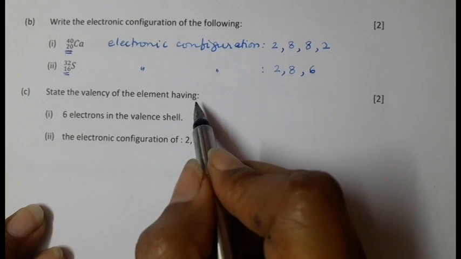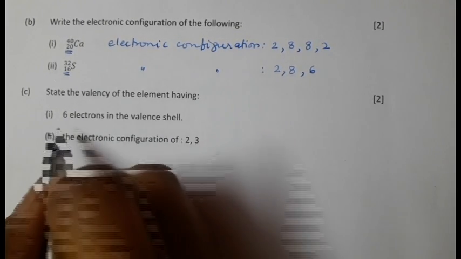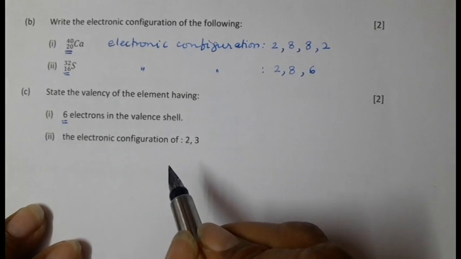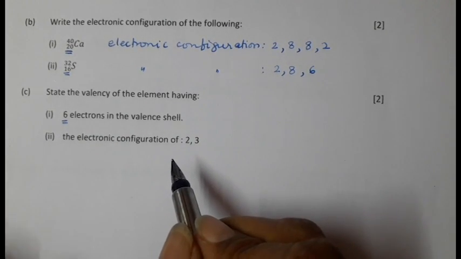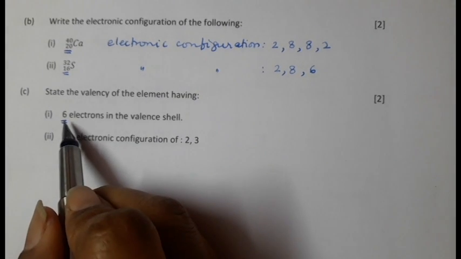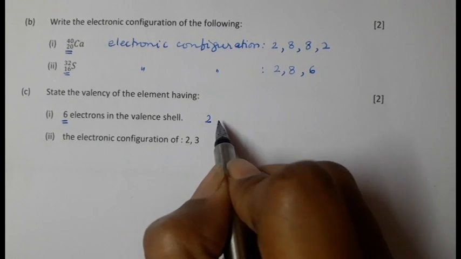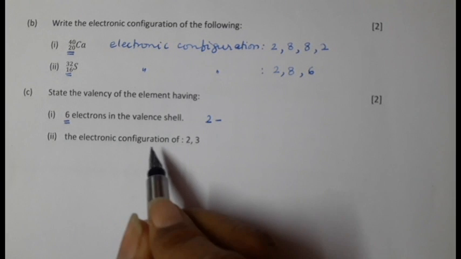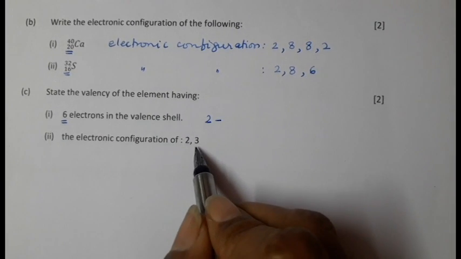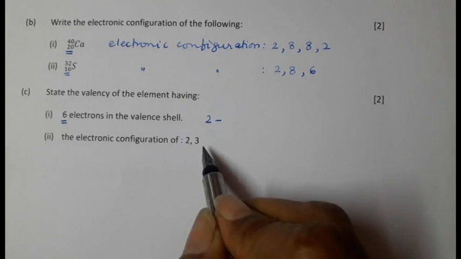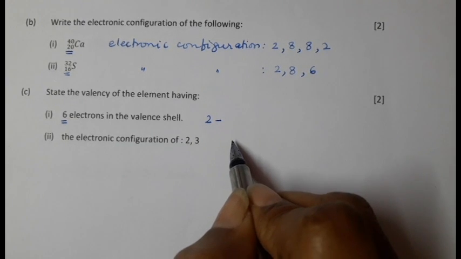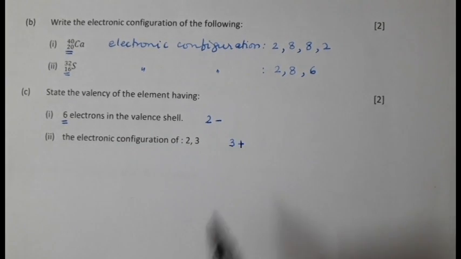We come to the last subpart, that is C. State the valency of the element having 6 electrons in the valence shell. Now 6 electrons in the valence shell means it's a non-metal, and it will require 2 electrons to be accepted so that it completes its octet. So when it gains 2 electrons, it is going to have valency 2 minus. And the electronic configuration 2, 3. This is a metal because it has 3 electrons. Now 3 electrons are going to be lost, they are going to be donated, and therefore it is going to have valency 3 plus.